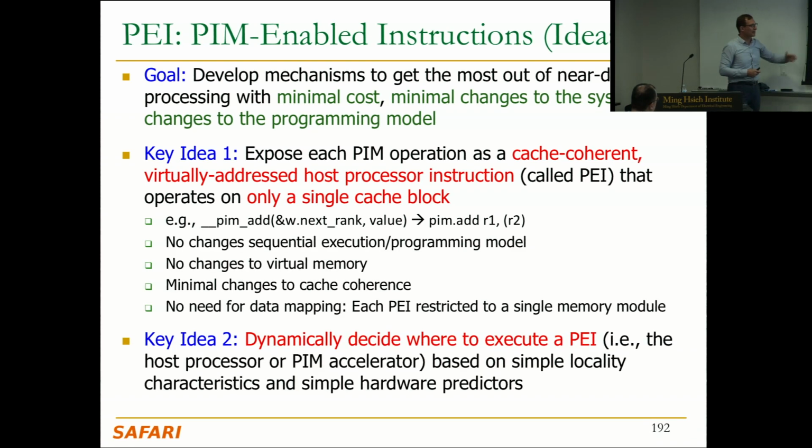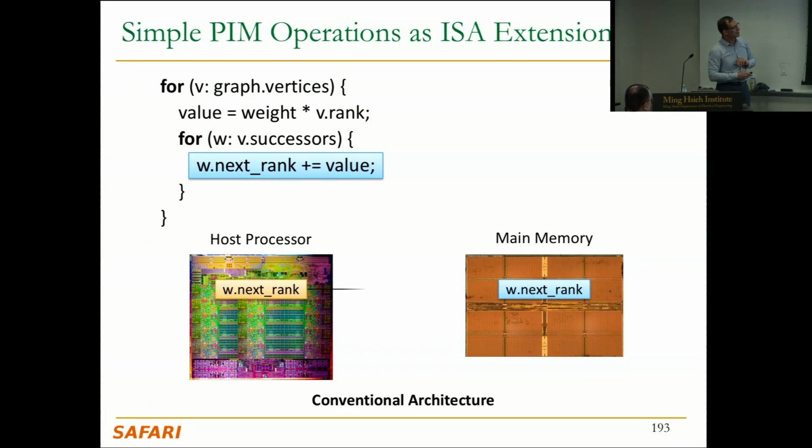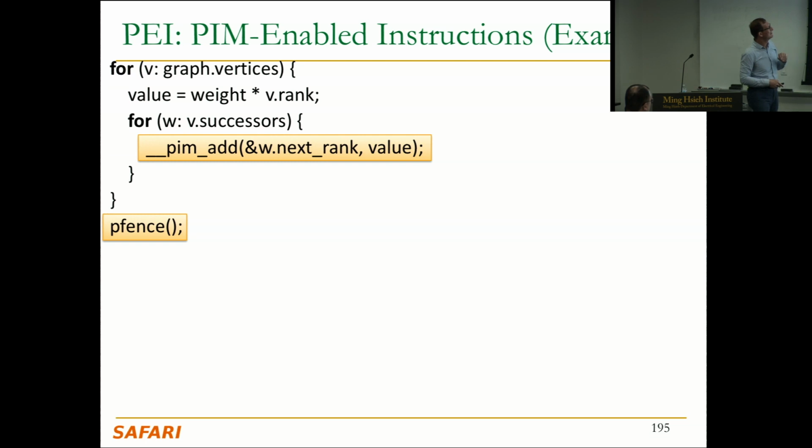And also we had another dynamic decision mechanism that decides dynamically where to execute this instruction. Should you execute in the host processor? Should you execute in the main memory? Okay. I don't want to go into a lot more detail over here, but if you actually do this, then the key question is, what are the instructions? Do you want to have a pim-add? Maybe a good idea. How do you want to synchronize?